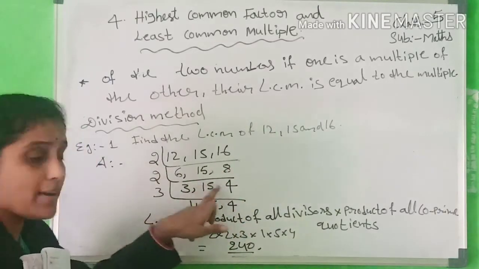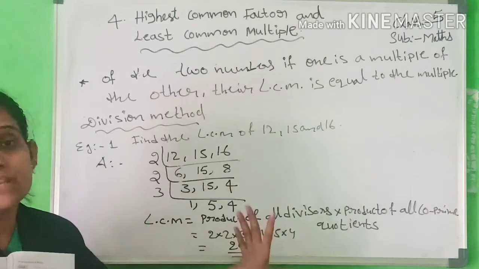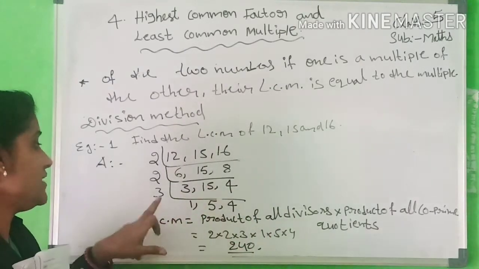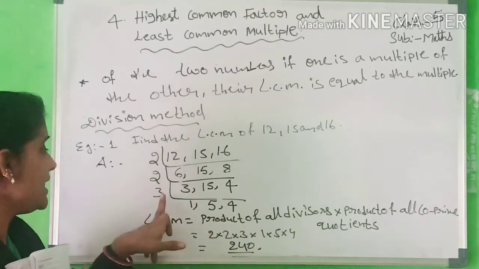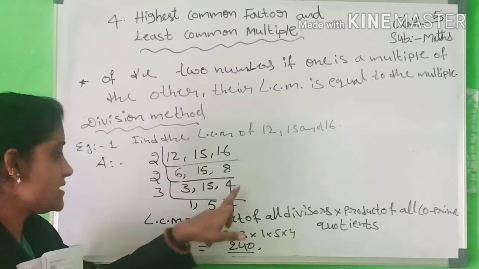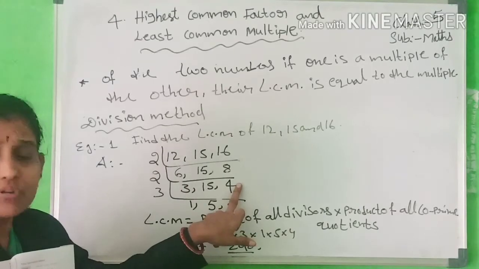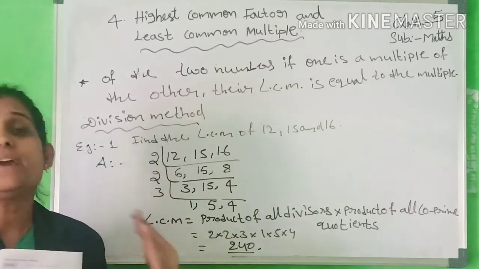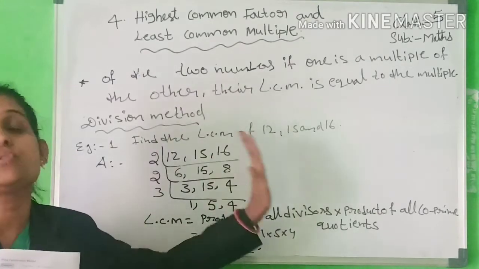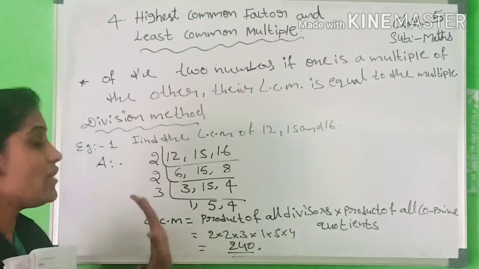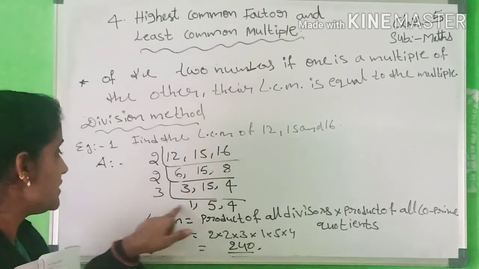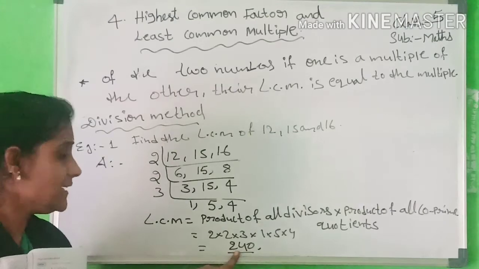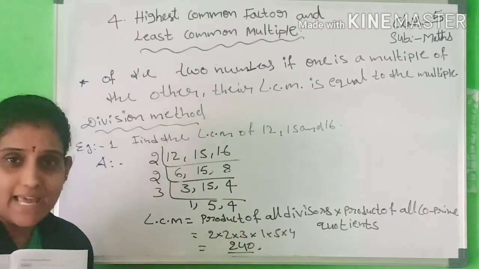Then 3, 15, 4 do not have any common factor, but 3 and 15 have 3 as a common factor. You have to divide by 3. 3 1s are 3, 3 5s are 15, but you have to take 4 like that only. Next, 1, 5, 4 are co-prime numbers. Now you can stop the division. Then you have to find the product. Multiply the numbers in the L shape. We will get the answer: 240.